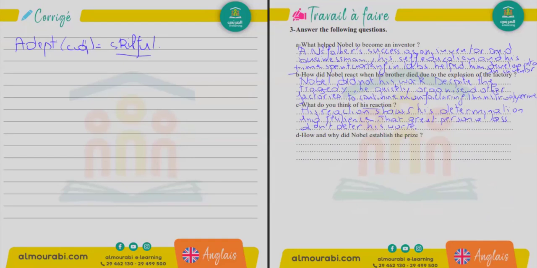So Nobel established that prize through his will, after seeing that newspaper obituary. So Nobel, I would say, established these prizes simply through his will.